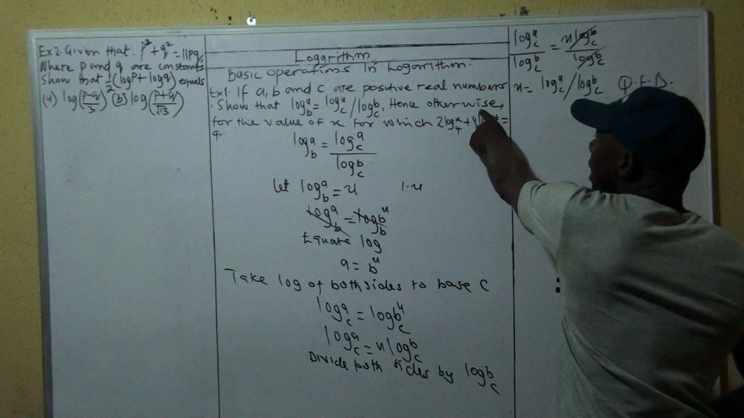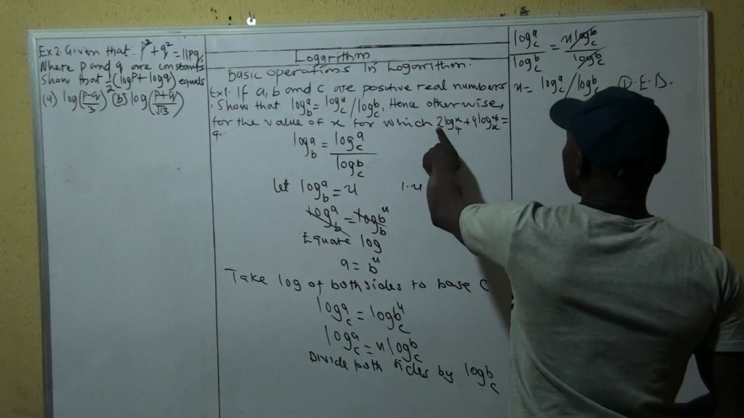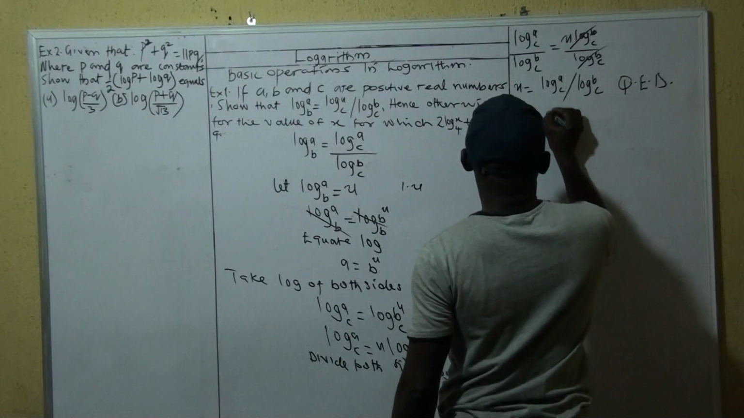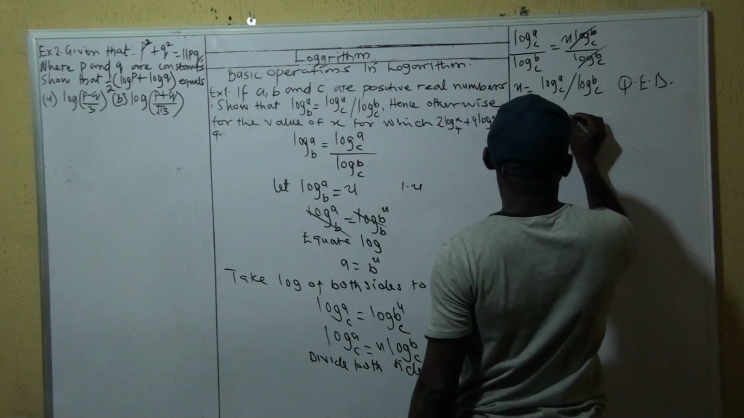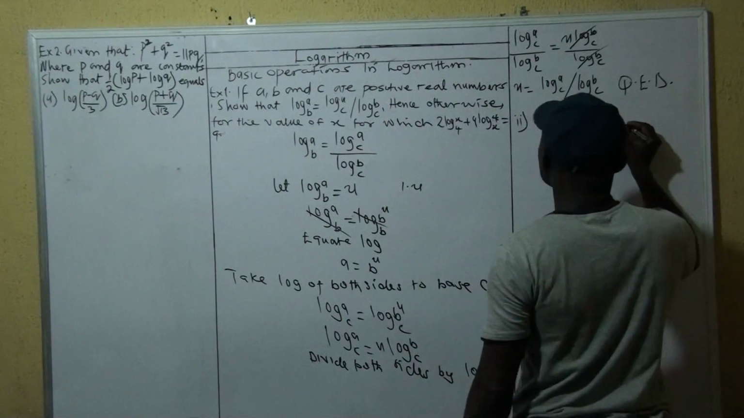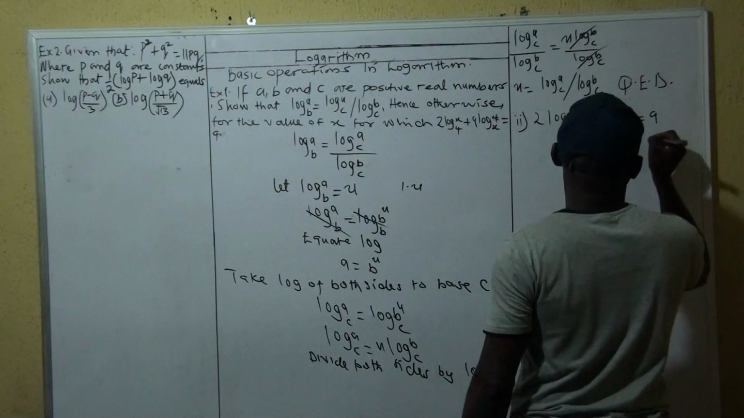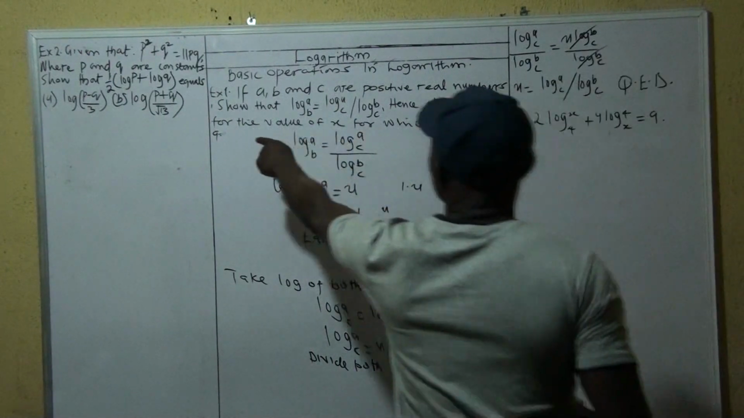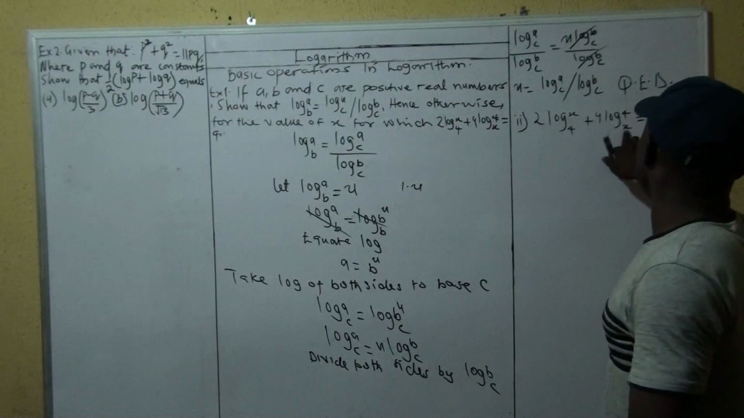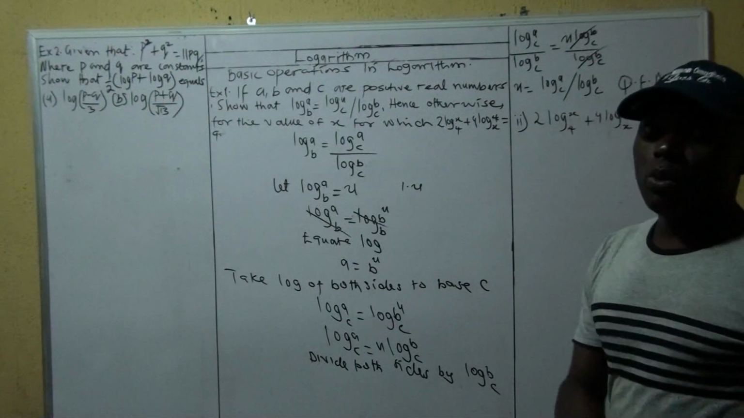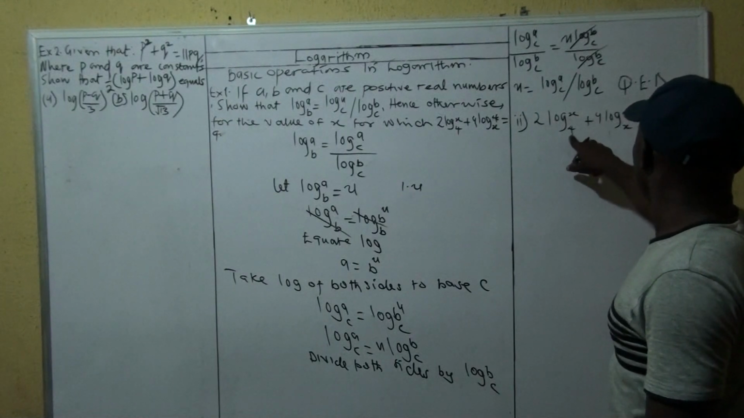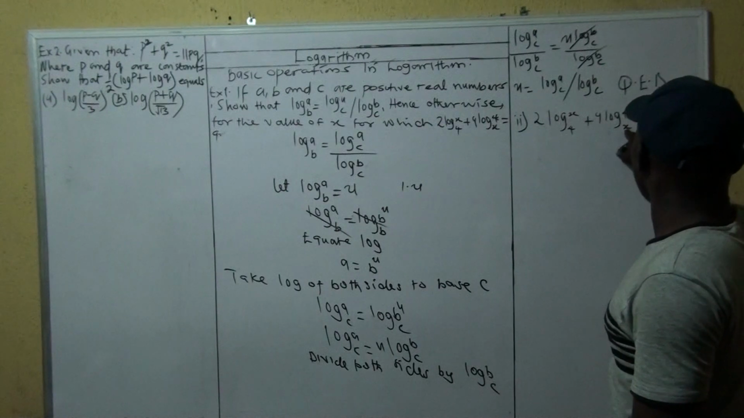Then they say, hence or otherwise, find the value of x for which, let's assume it is part ii, 2 log x to base 4 plus 9 log 4 to base x is equal to 9. So we should find the value of x for which this is equal to this. Look at the base. This one is x, this one is 4. There is a change of base. What we need to do here is to change one of the bases. We can make this base 4 and this x.